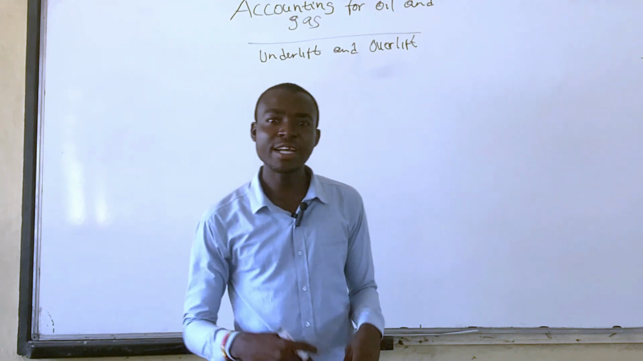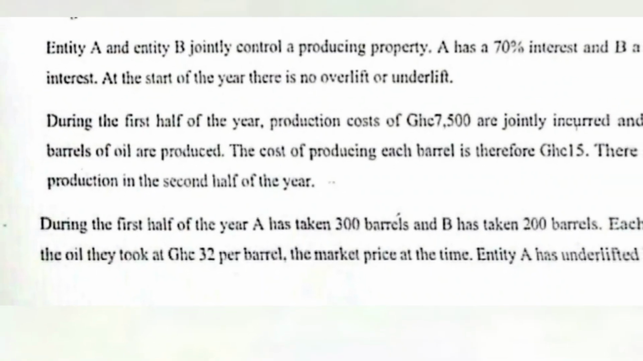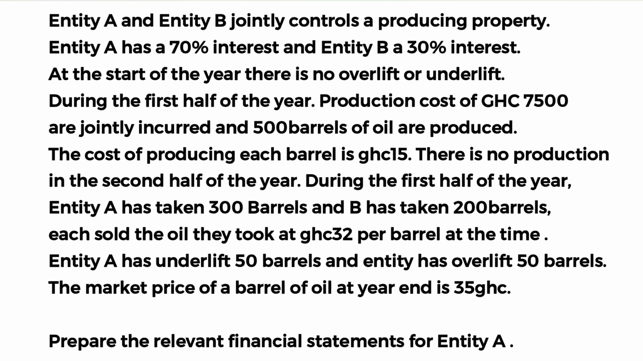So we take a practical example to test our understanding on this. Entity A and entity B jointly control a producing property. A has a 70% interest and B a 30% interest. At the start of the year, there is no overlift or underlift.